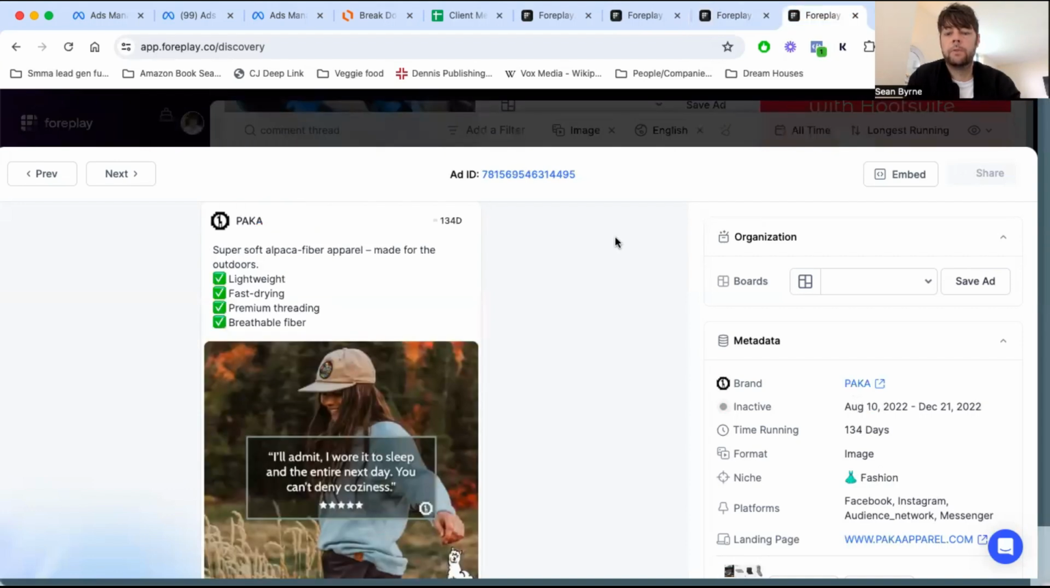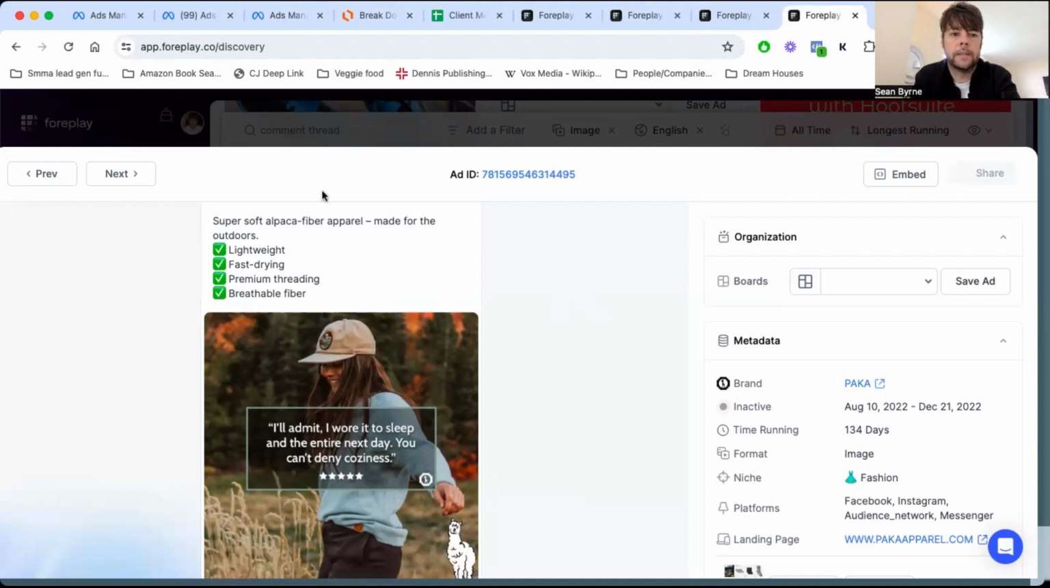So next up, we move over to Paka here. This ad was running 134 days, and again it's showing some of the benefits of using this. You'll see here, okay, super soft alpaca fiber apparel made for the outdoors. So this is what it's for, and it's got this unique mechanism, if you want to call it that: lightweight, fast drying, premium threading, and breathable fiber. So this is what people might be looking for when they're in the outdoors.